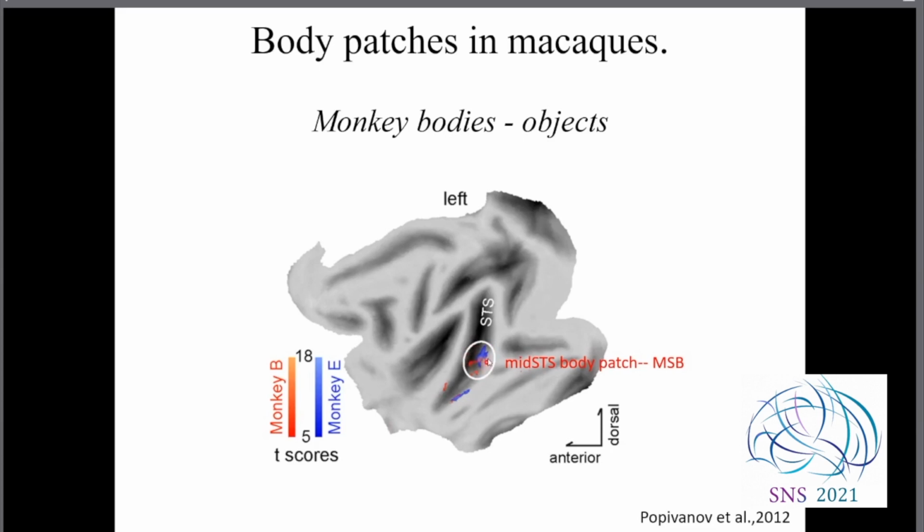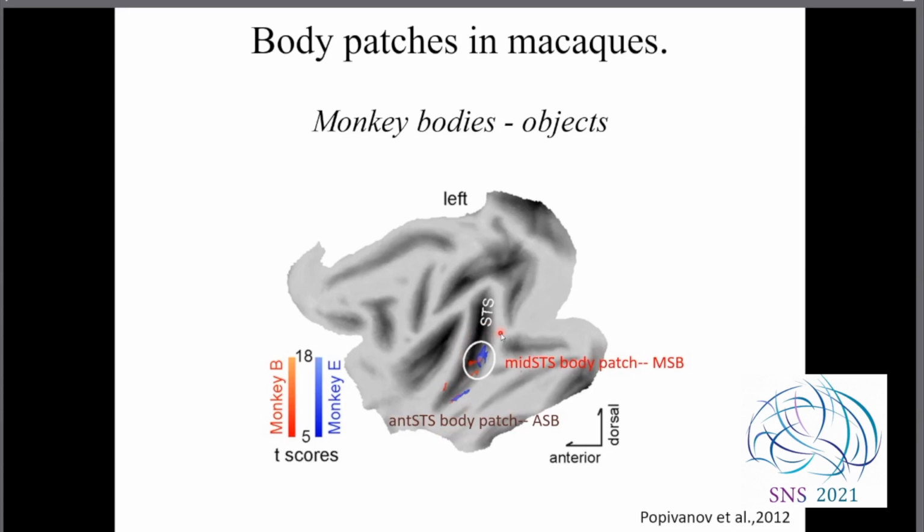You'll see one body patch in the mid-STS, close to two face patches, in fact. But we'll talk about that more later. And then there's one more anterior, which we call the anterior STS body patch. So we have the mid-STS body patch, which we call MSB, and then we have more anterior ASB. There is also one which is not shown here, and we don't see it all the time. There's also one here which is not in the STS, but a lot more ventral and medial, also close to another face patch. There is even more, the third body patch. And sometimes we see also one a little bit more posterior, close to an area called FST.